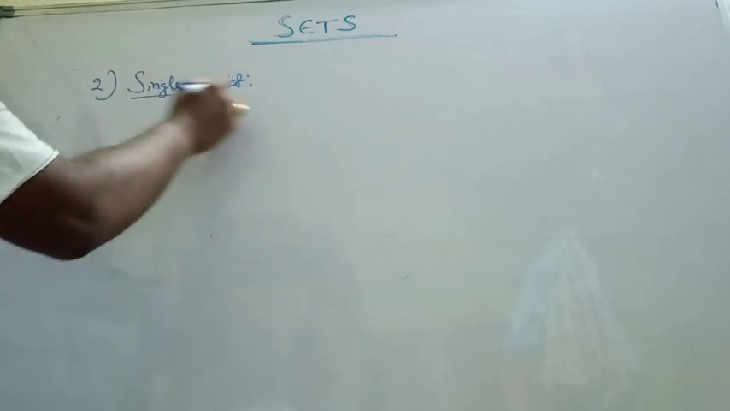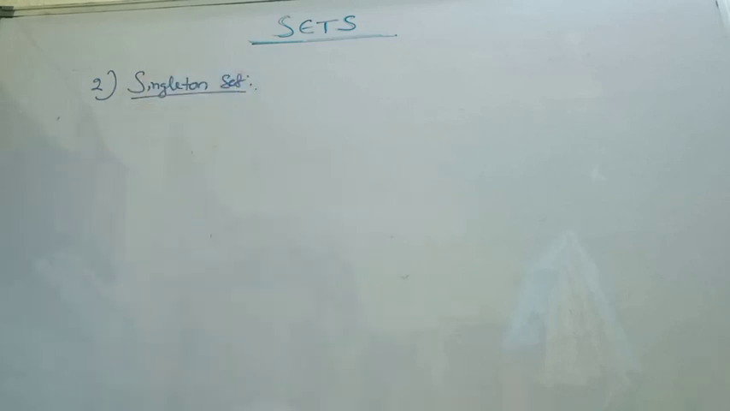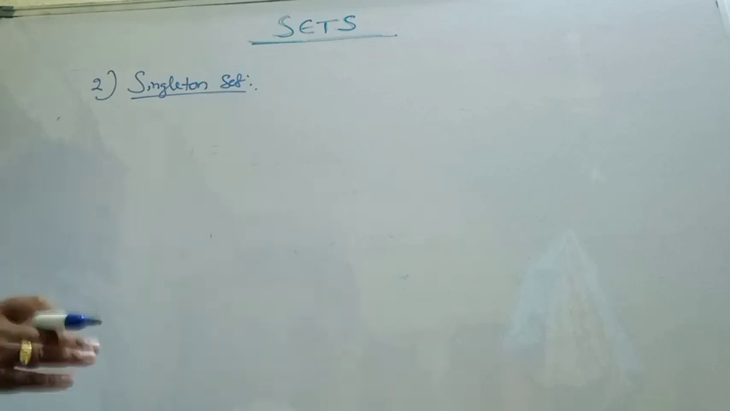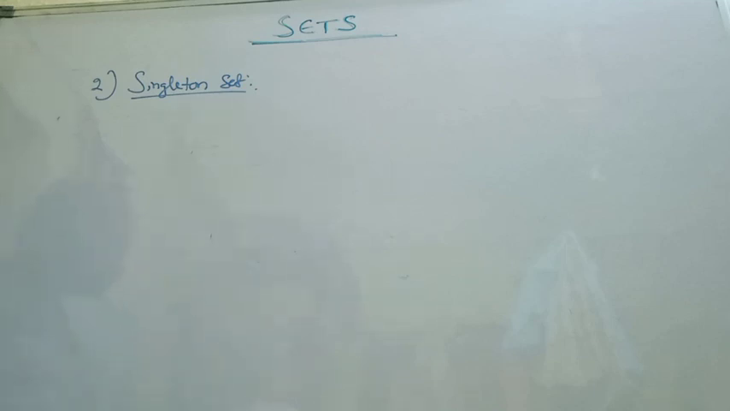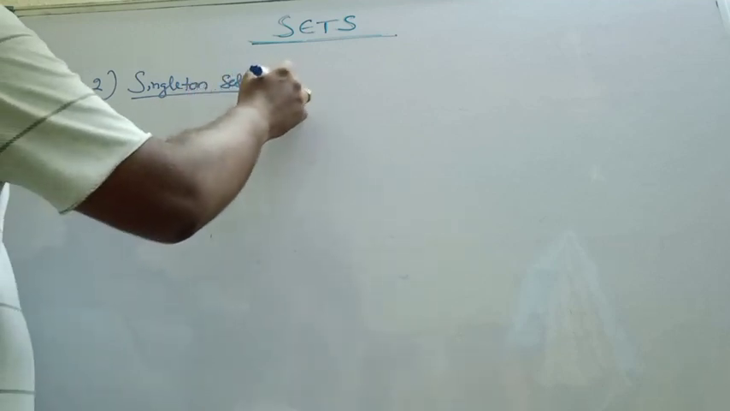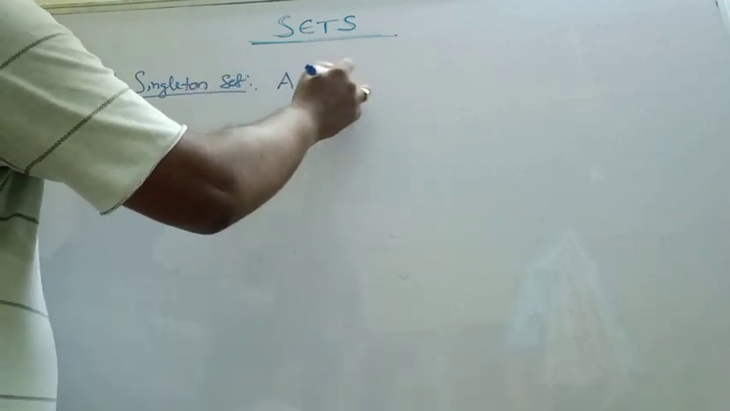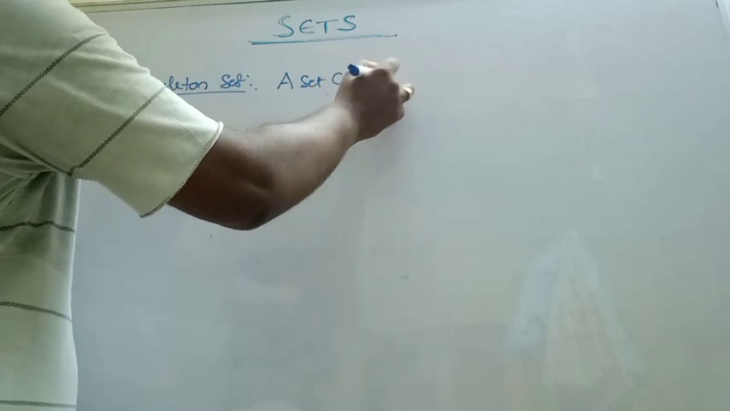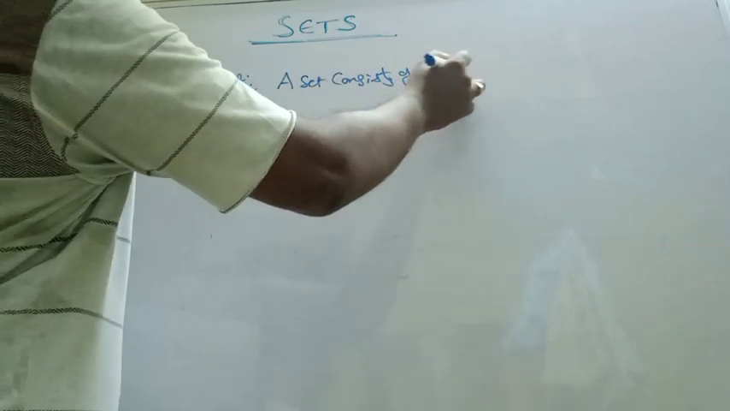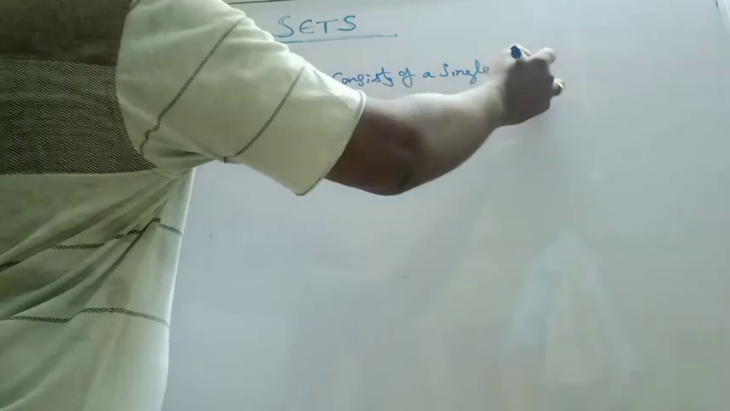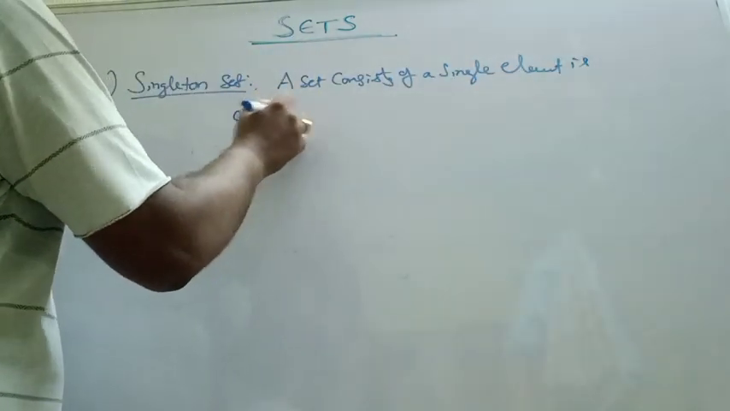This is what you have, singleton set. A set consists of only one element, a single element. That is what you call a singleton set. I am repeating once again, my dear students, you can write clearly. A set containing only a single element is called a singleton set, right?